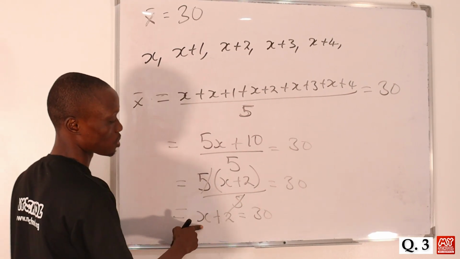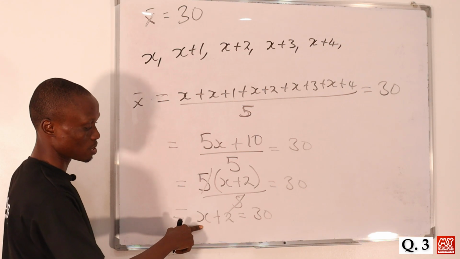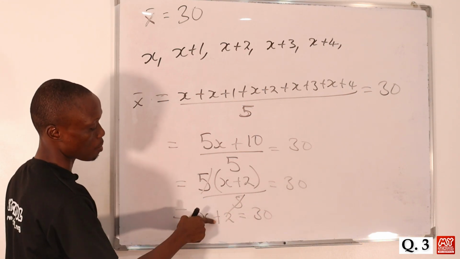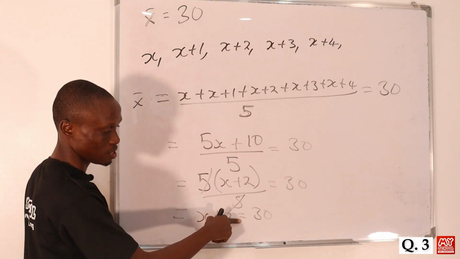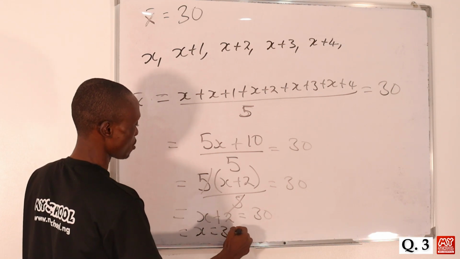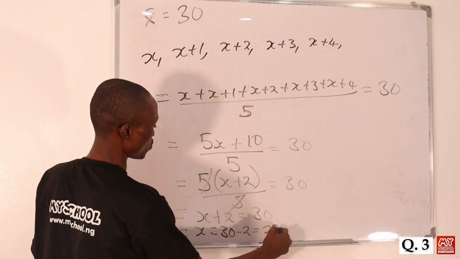So that we have x plus 2 is equal to 30. Now, we are calculating for the value of x. Here we can make it the subject of the formula by moving 2 to the other side of the equation. Remember that plus 2, once it crosses the equal sign, changes to minus, so that x is equal to 30 minus 2, that is equal to 28.